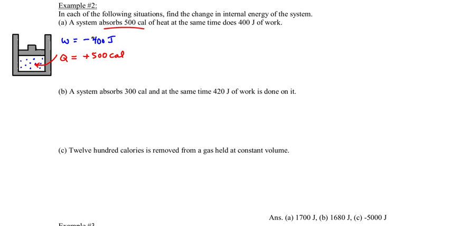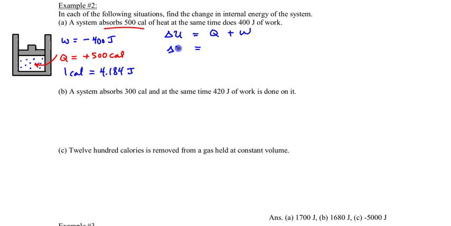So now applying the first law of thermodynamics, the change in internal energy of the system is equal to the heat flow in or out plus the work done by the gas. Now, you may notice that the units have to be the same. So this is in joules, but the heat is in calories. 1 calorie, hopefully you recall, is 4.184 joules.